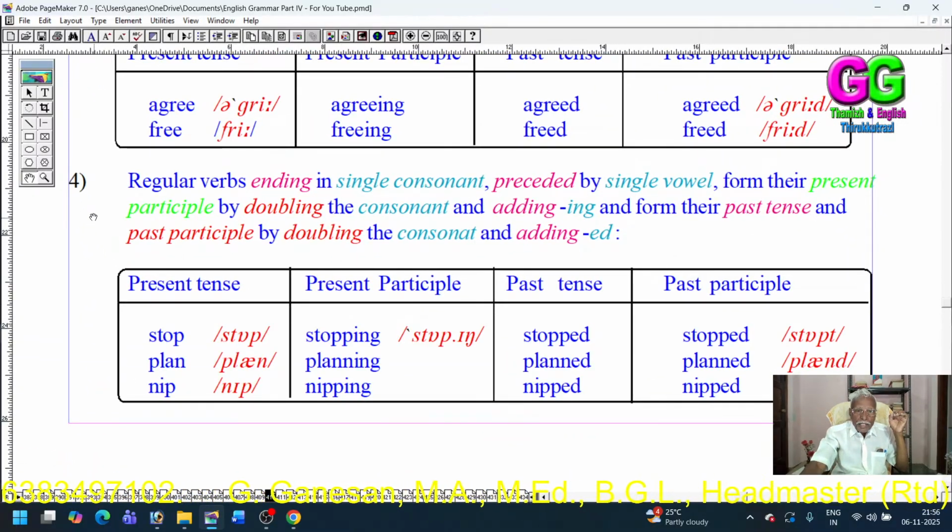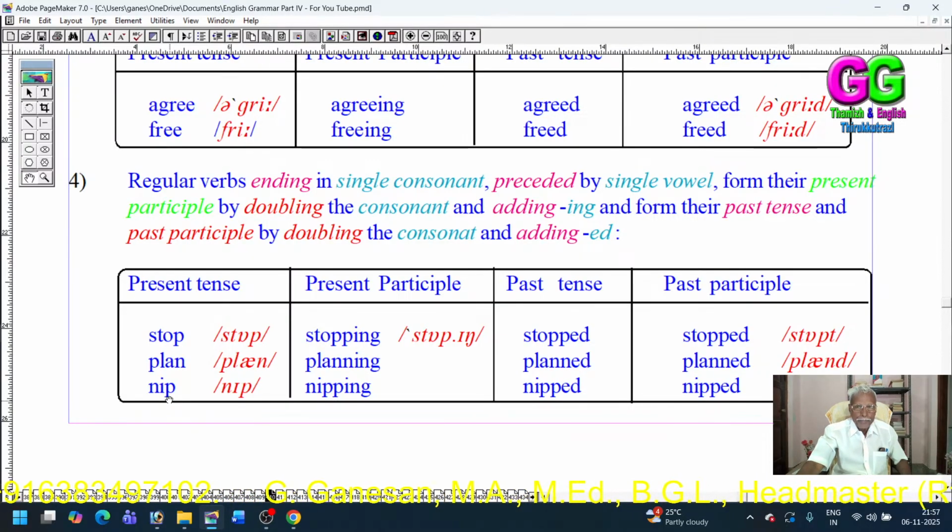Rule 4. Regular verbs ending in single consonant preceded by single vowel form their present participle by doubling the consonant and adding ing, and form their past tense and past participle by doubling the consonant and adding ed. My dear children, regular verbs ending in single consonant preceded by single vowel form their present participle by doubling the final consonant and adding ing. They form their past tense and past participle by doubling the final consonant and adding ed.